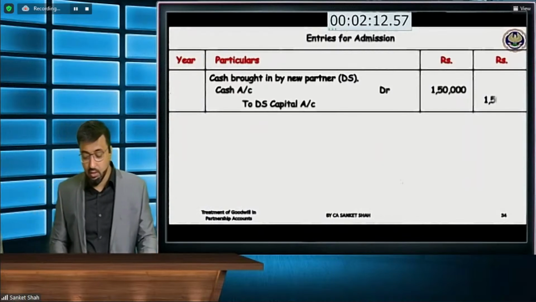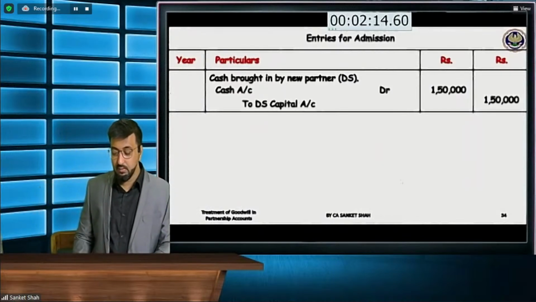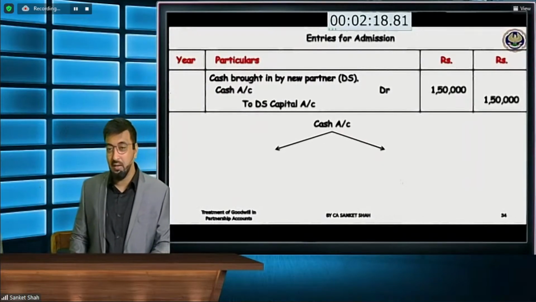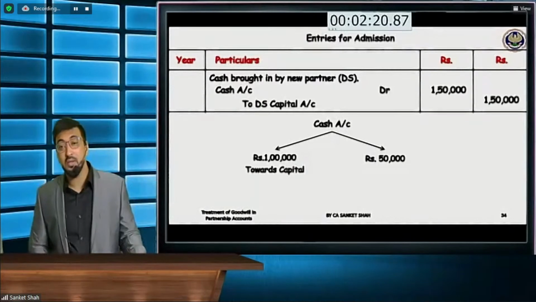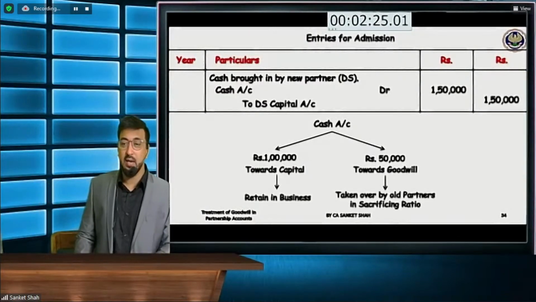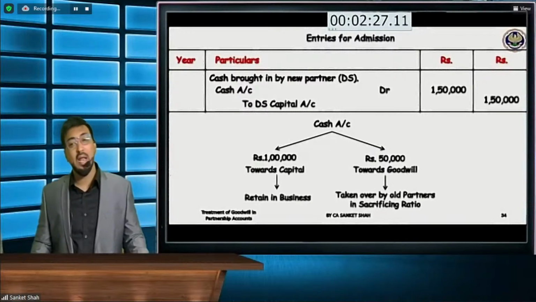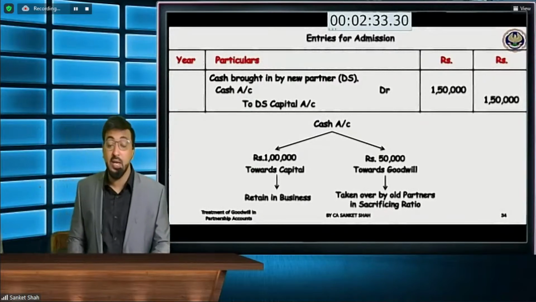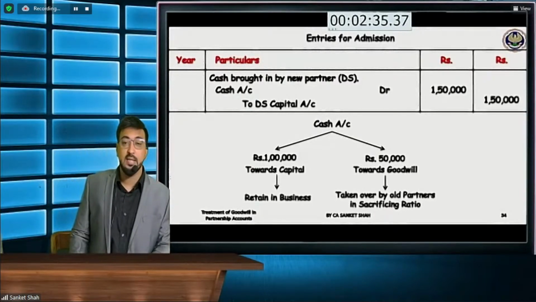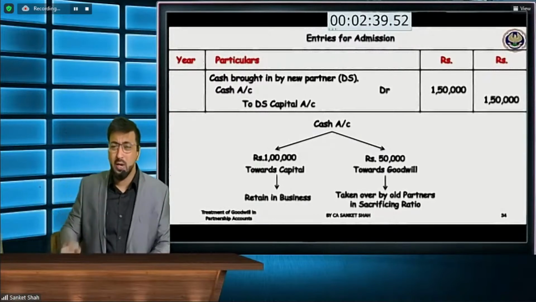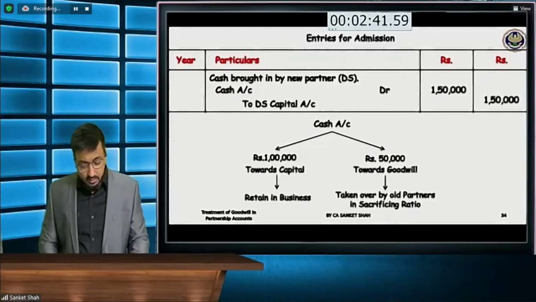Cash account debit to Daksh capital. He will bring two amounts, one towards capital and one towards goodwill. Cash is retained in the business, and goodwill will be shared by all partners in sacrificing ratio. You can take a screenshot, we already wrote this.